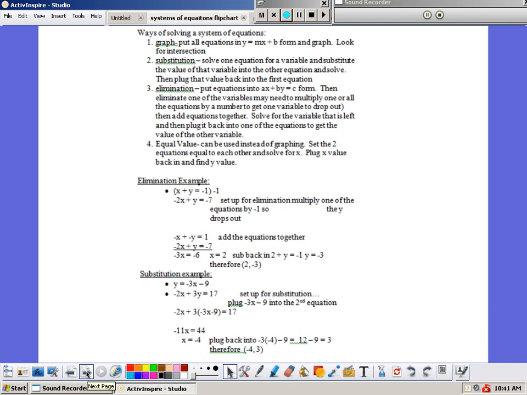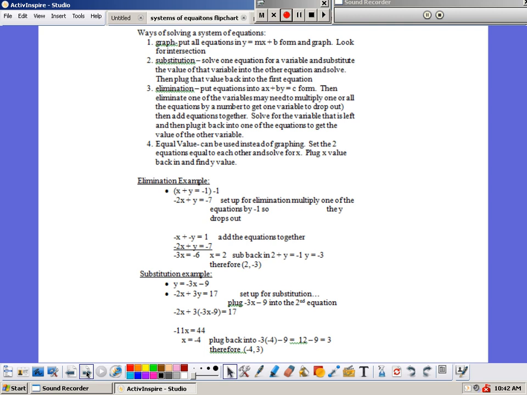Okay, the way we are going to be solving systems are the following four options. We're either going to graph them. That means all the equations are put in y equals mx plus b form, and you graph and you look for their intersection point. Or two, we're going to use substitution, where one equation is solved for a variable, and we're going to substitute that value for the variable into the same variable in the other equation. Then when we get our answer, we'll plug it back into the first equation and find the answer to the other variable.